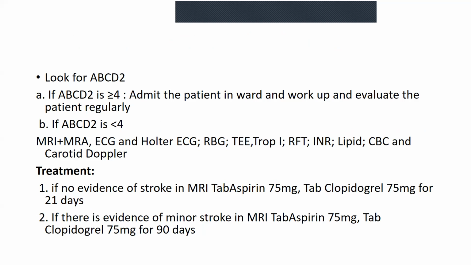We should also look for the ABCD score. If the ABCD score is more than or equal to 4, we should admit the patient and further evaluation should be done, and the patient should be monitored regularly. And if the patient's ABCD score is less than 4, MRA, ECG, Holter, blood sugar, TSH, troponin, RFT, INR, lipid profile, CBC, and carotid Doppler should be performed.